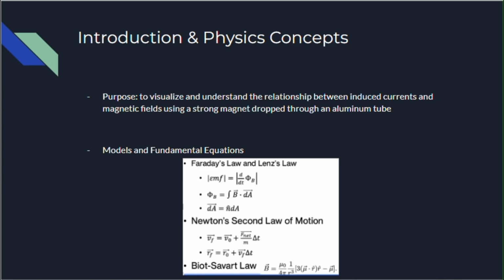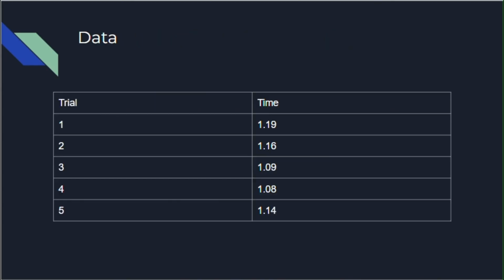The purpose of this lab is to visualize and understand the relationship between induced currents and magnetic fields using a strong magnet dropped through an aluminum tube. Some models and fundamental equations used were Faraday's law, which is EMF equals the change in flux with respect to time, flux being the integral of the magnetic field over the area, where dA is n hat times dA, Newton's second law of motion, velocity update and position update formulas, and the Biot-Savart law.